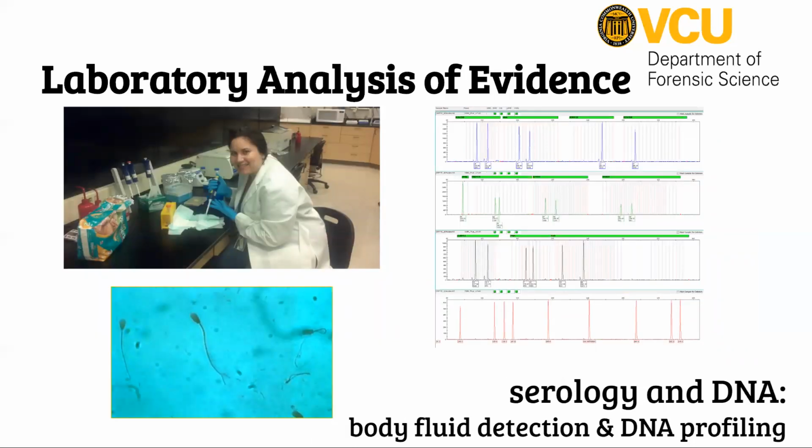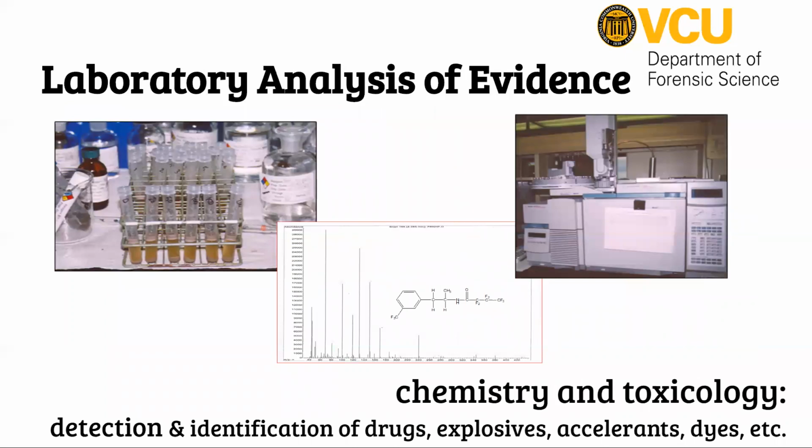Forensic biology includes serology and DNA. Serology is the detection and identification of body fluids. So this could be something like blood, semen, urine, saliva, feces, any kind of body fluid that we could potentially encounter. And then the other part of forensic biology is looking at developing a DNA profile that is unique to each and every individual. Lastly is forensic chemistry and toxicology.